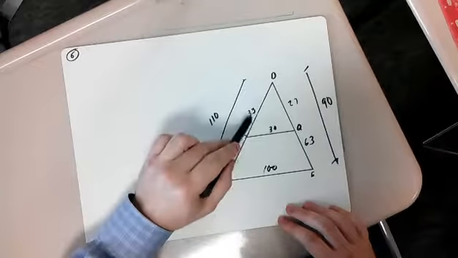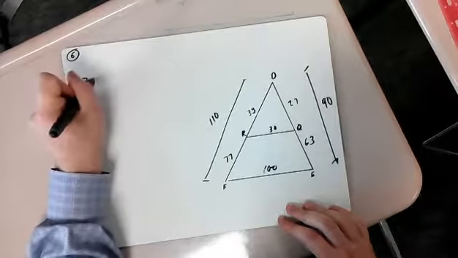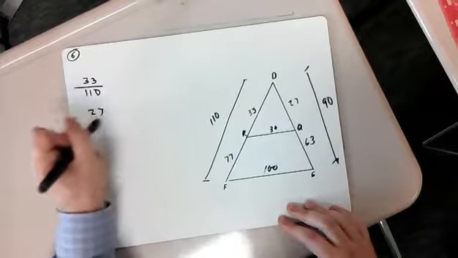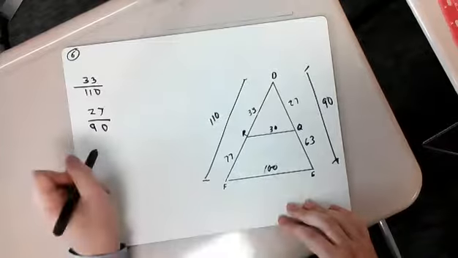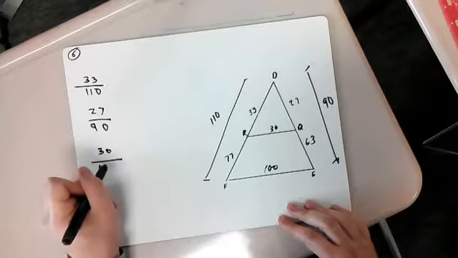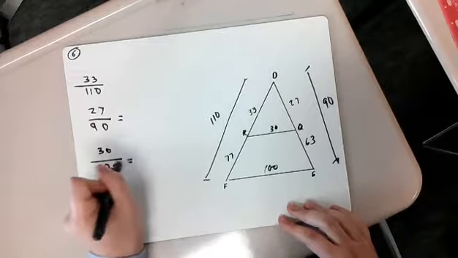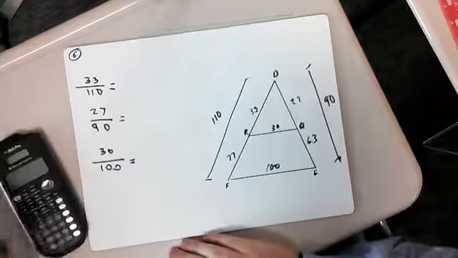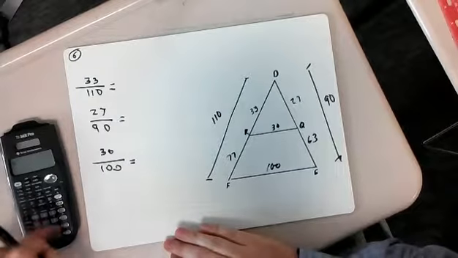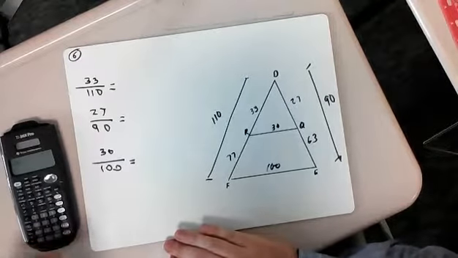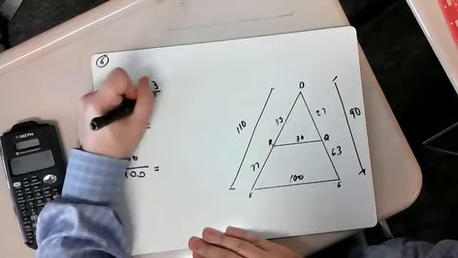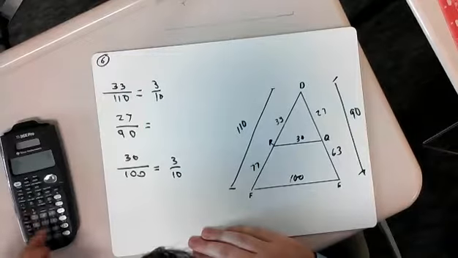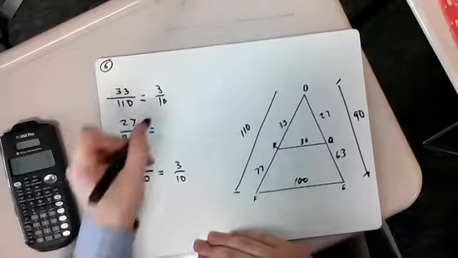So I will do 33 over 110, 27 over 90, then 30 over 100. And we're going to see if these all reduce to be about the same. And I'm going to be right down to the wire here. So 33 over 110 is 3 over 10. This is 3 over 10. Then 27 over 90 is 3 over 10.